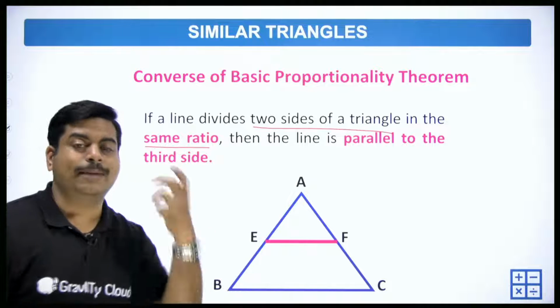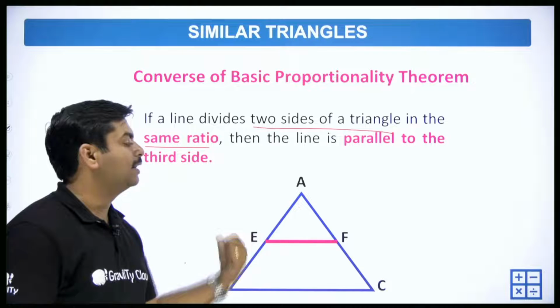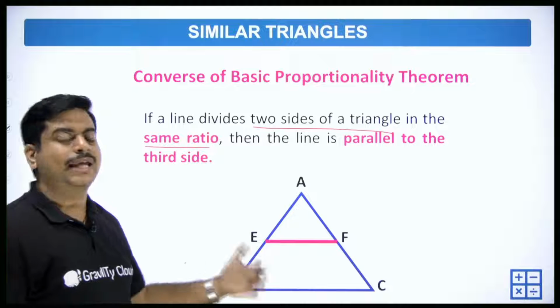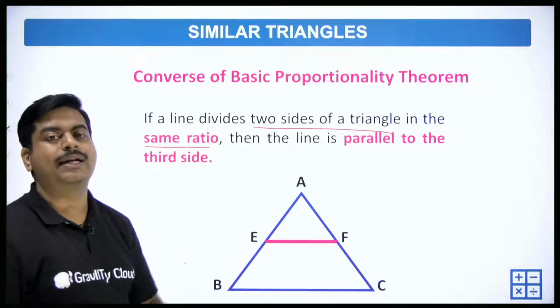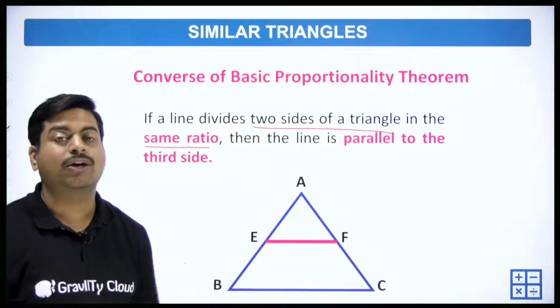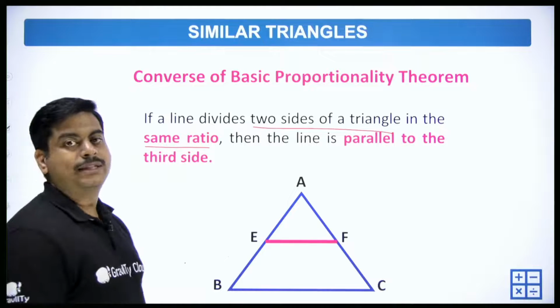So in the basic proportionality theorem, we are saying that the line is parallel, and then we are telling that these 2 are in proportion. Now we are saying that they are in proportion, and then we are saying that these 2 are parallel. That is the converse or the reverse of the basic proportionality theorem, right? So let's have some discussion based on that.